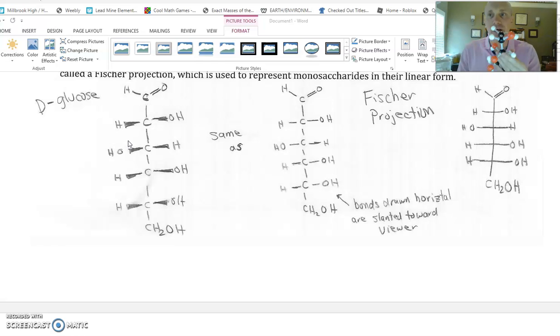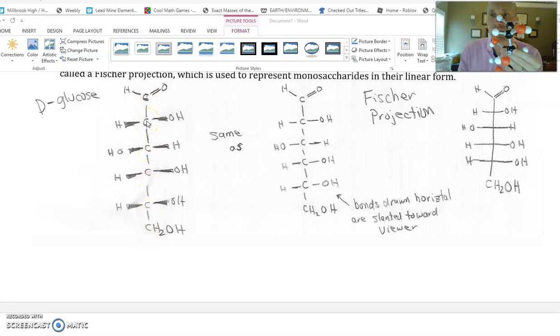For example, I've made a model here showing what glucose would look like in its linear form. When you're looking at this, it looks like there are atoms all over the place. It doesn't look nearly as neat and tidy as this does right here. In this drawing, you can see what looks like a bunch of carbon atoms put into a line.